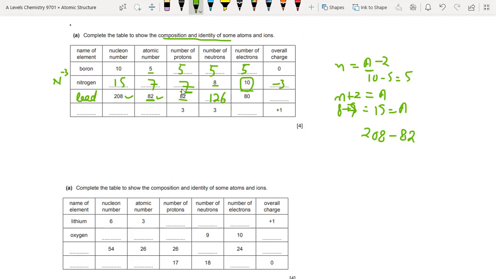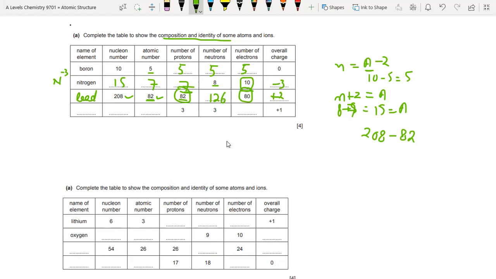This is the number of protons in lead, and these are the electron numbers. So the charge will be: the number of electrons is less than the number of protons. So 2 protons more, charge will be positive. 2 protons more, so a double positive charge is present on the lead ion.